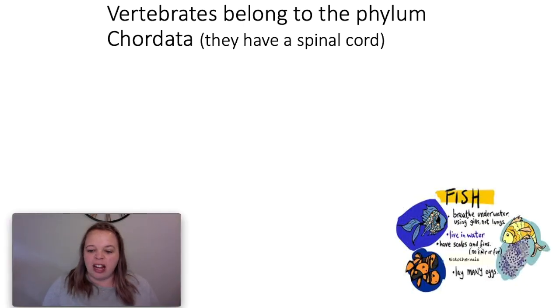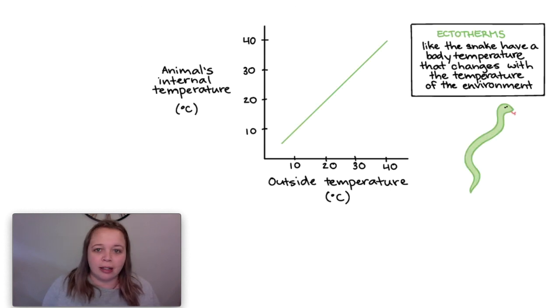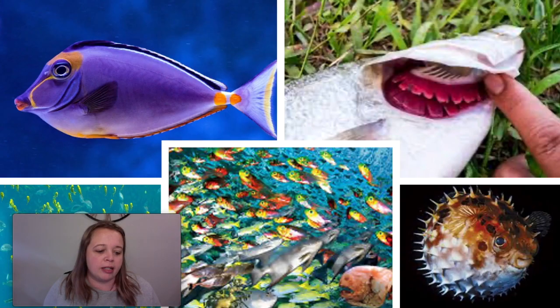They also have some scales and fins. They lay lots of eggs. But the other really key important feature about fish that I want you to learn is that these guys are ectothermic. So thinking back to what ectothermic meant, these are the ones whose body temperature changes with the temperature of the environment. And so that's what we know about fish.